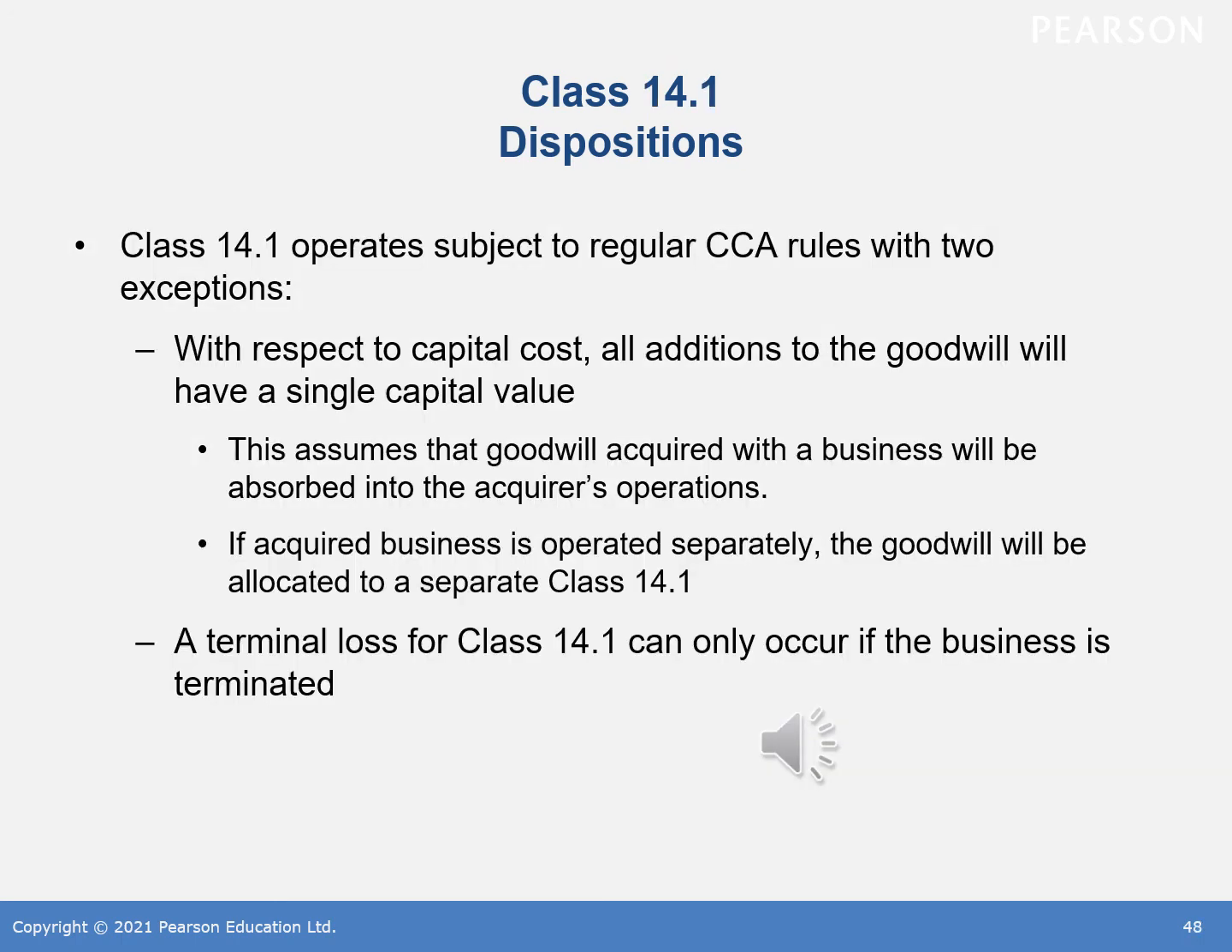Now, when it comes to dispositions on class 14.1, it's typically where goodwill is all put into a single capital value, and this is assuming that the goodwill acquired is with a business that will be absorbed into general operations. If a business is acquired that will be operated separately, the goodwill will be allocated to a separate class 14.1. And in that situation, there could be a terminal loss if the business sold off and closed off or terminated that business line that they originally acquired.